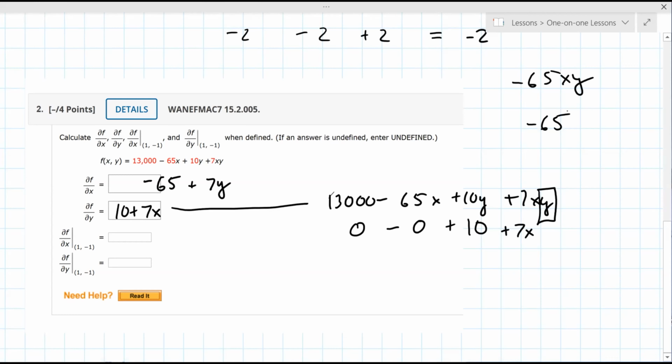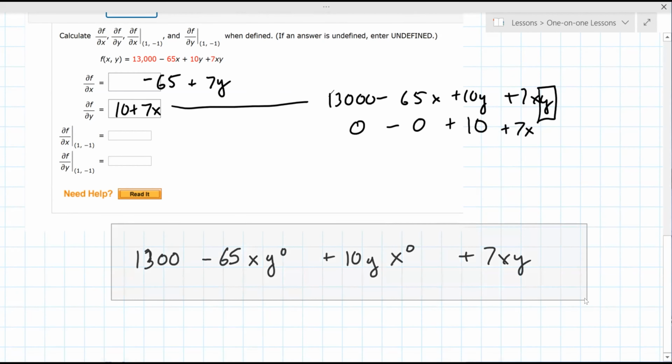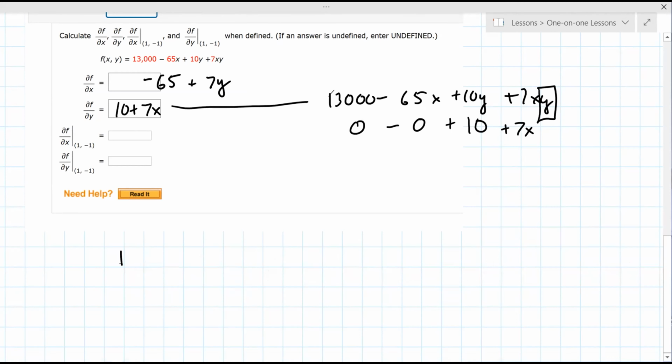So let me write this out. You can see how this is less clear. Let me just write it out again, but I'm going to write it out as if you're doing it 65x y to the 0 plus 10y x to the 0 plus 7xy. So now they all have x and y's in them. Actually, let me not do that. That's not going to be clear. Let me try again here. So 13,000.